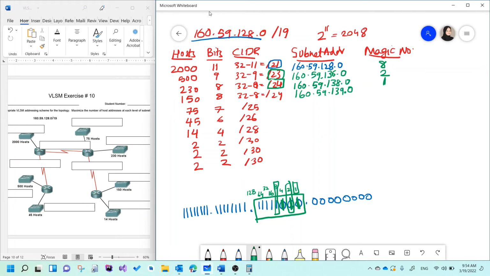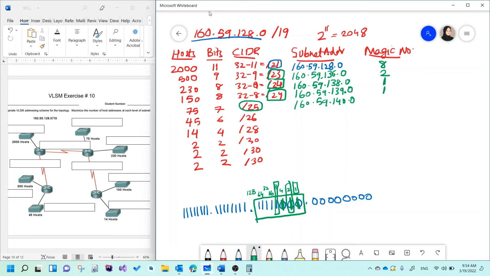Okay. Now again, you have 24, the same CIDR, so you'll not change anything. The magic number is 1 again. So you would write 1 and add 1 to the third octet. So it would be 160.59.140.0.